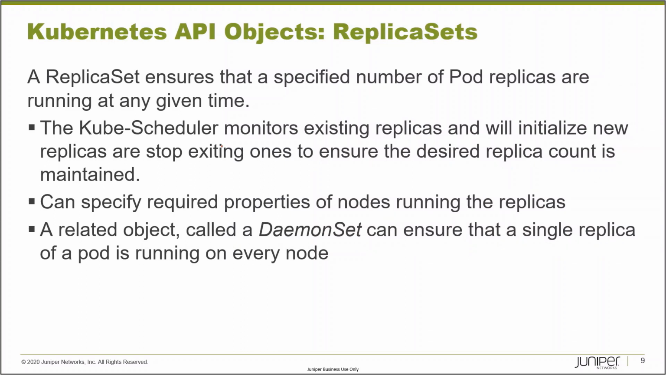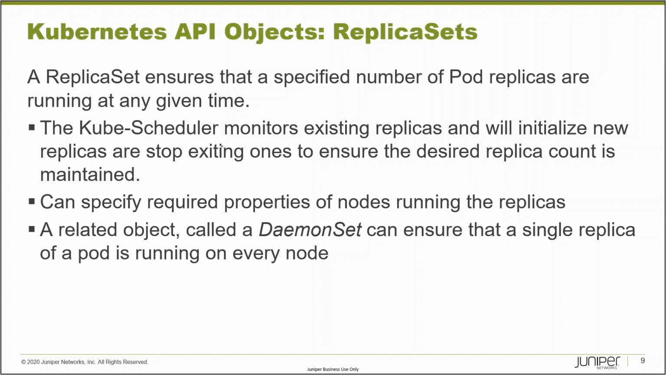Last, I want to talk about ReplicaSets and deployments. So a replica set ensures that a specified number of pod replicas are running at any given time. So once we deploy a replica set, the Kube scheduler is going to monitor existing replicas of that pod and initialize new replicas or stop existing ones to ensure that the desired replica count is maintained. They can also specify the required properties of nodes running the replicas. So if our pods run best on a certain type of node, maybe a CPU optimized node or a memory optimized node, we can include that in the replica set definition.